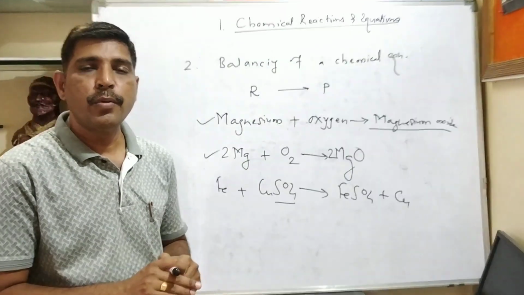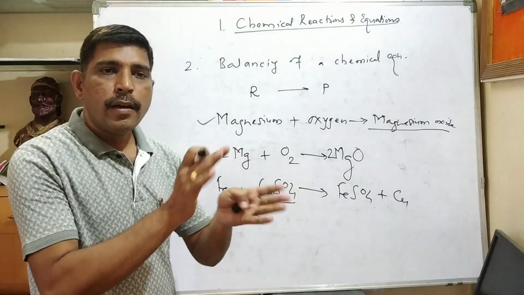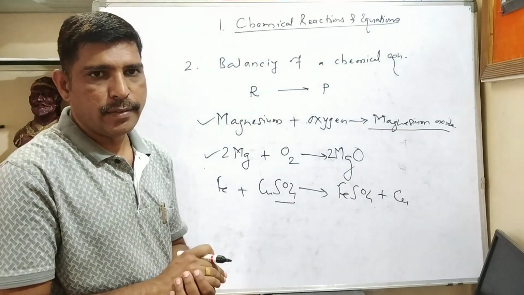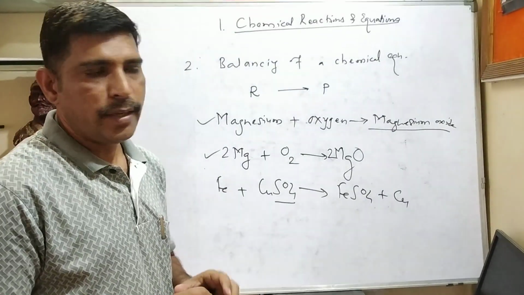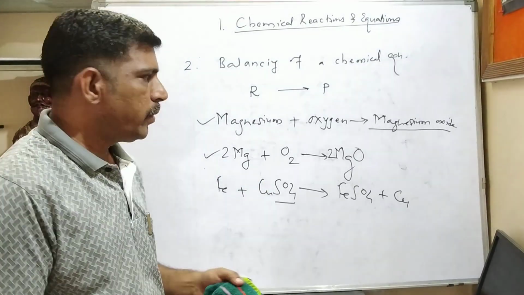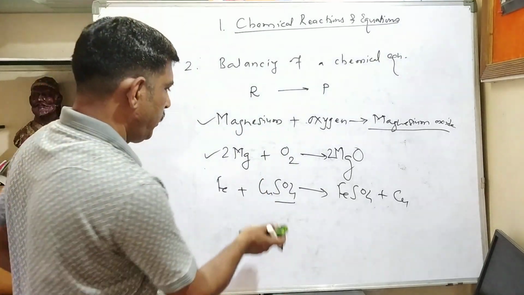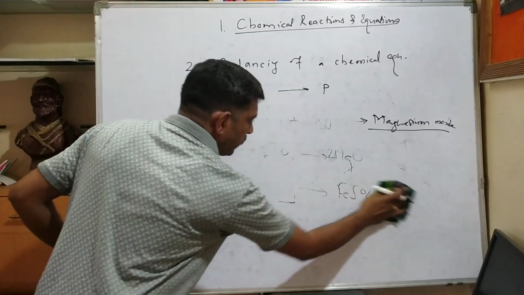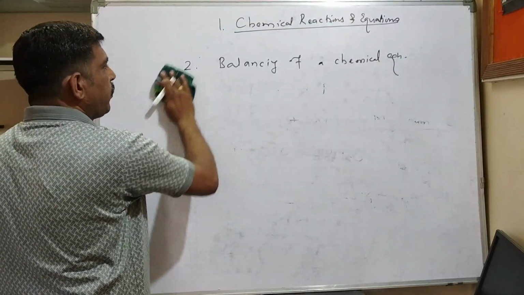But so many times we need to balance a chemical reaction. For what? Just to maintain the equal number of atoms of reactants. So balancing of a chemical equation is a very important task. Many times in the exam, an unbalanced equation is given and we have to balance it. For that we have to count the number of atoms on both sides. So this is about the balancing of chemical reaction equations.